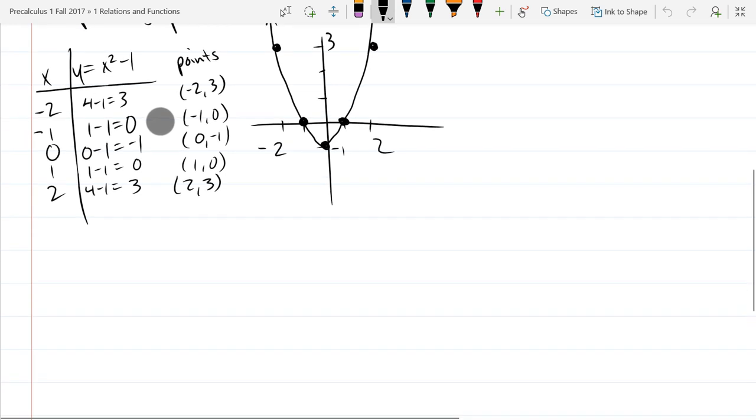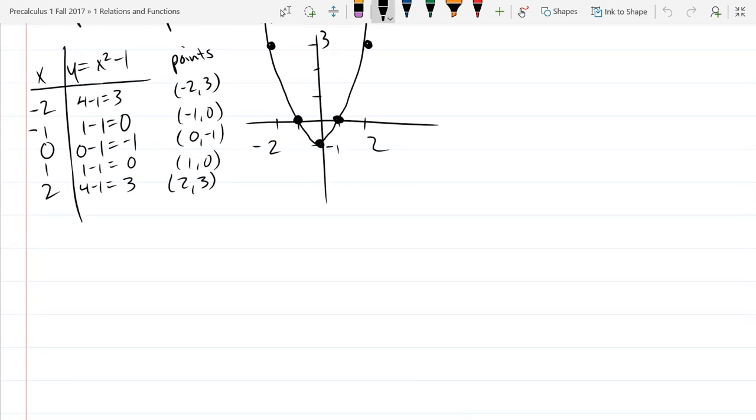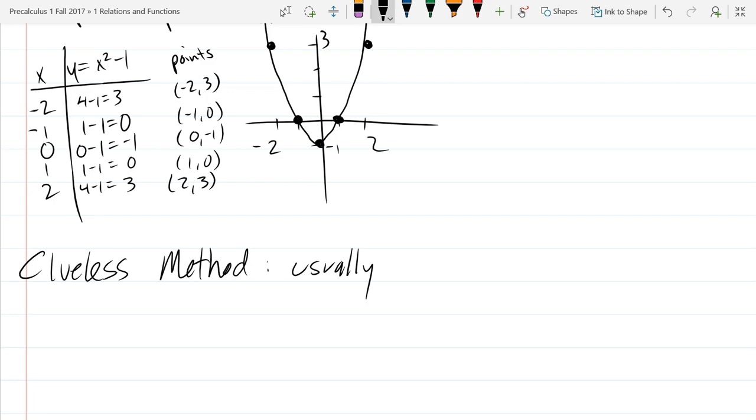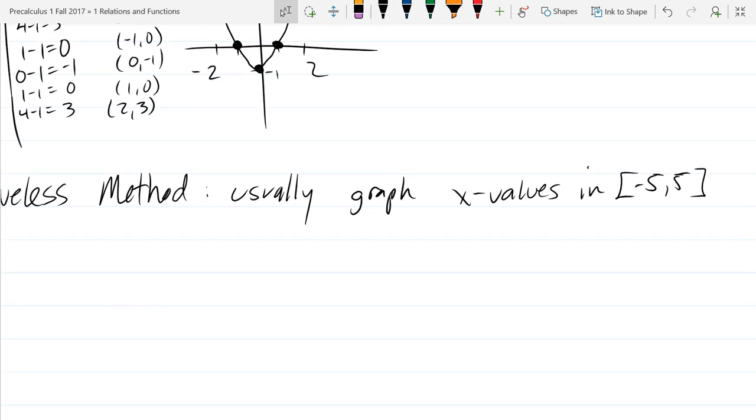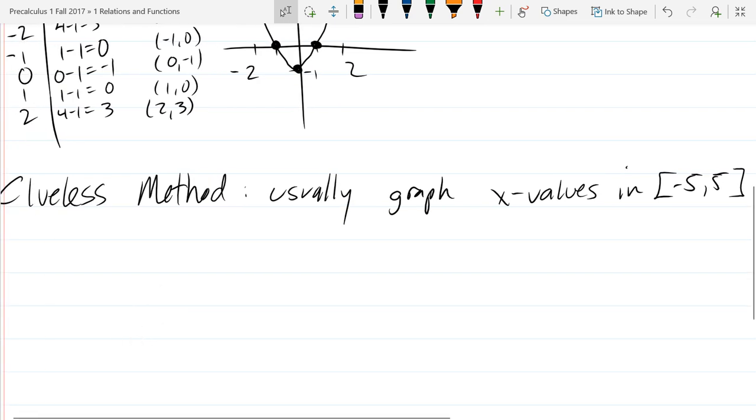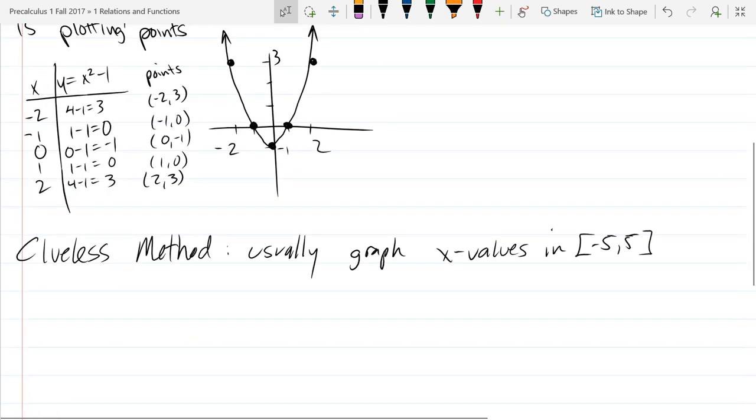No, we won't look at domain and range. So I'll say general rule in the Euclid's method, I will say usually graph x values in the interval -5 to 5. That's a pretty good interval of x values to graph in. We only did -2 to 2. A lot of times you don't need to go all the way from -5 to +5.